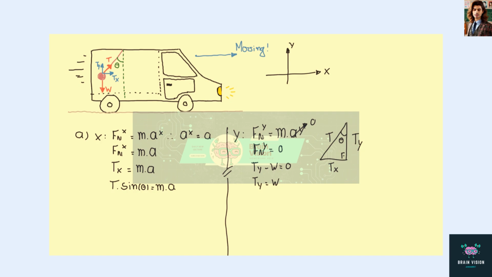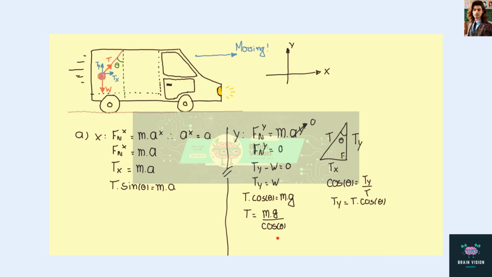Then, as we want a relation with Ty, we have to use the cosine of theta. So the cosine of theta is given by the adjacent side Ty divided by the hypotenuse T. Then Ty is equal to T times the cosine of theta. So T times the cosine of theta is equal to the weight force, which is the mass of the ball times the acceleration of gravity. Then, the magnitude of the tension force is given by the mass of the ball times the acceleration of gravity divided by the cosine of theta.